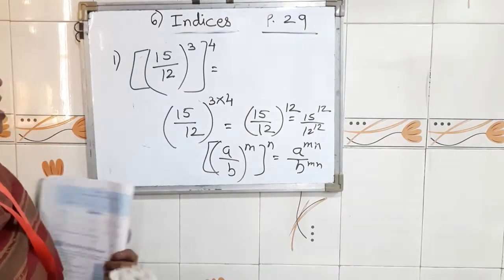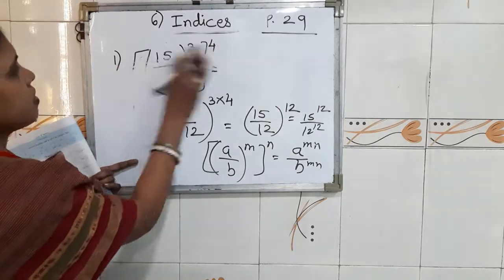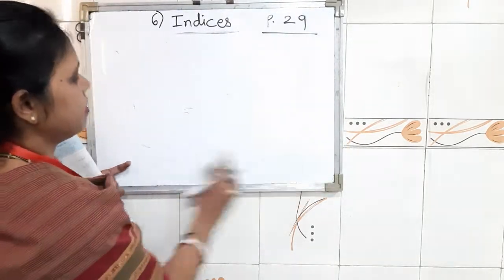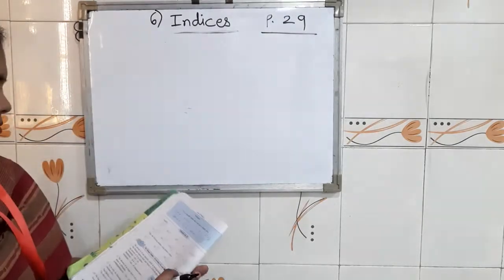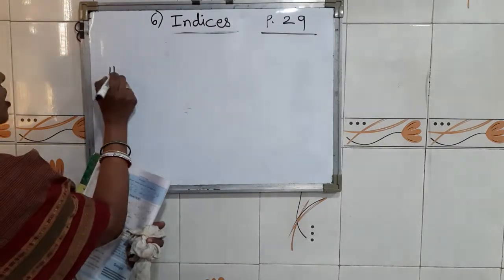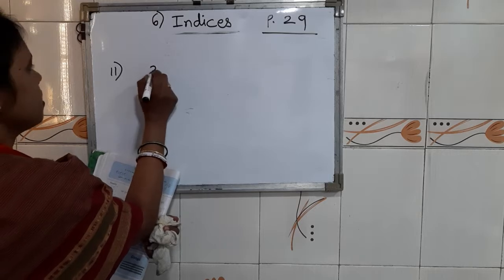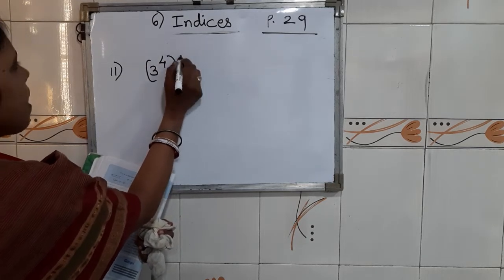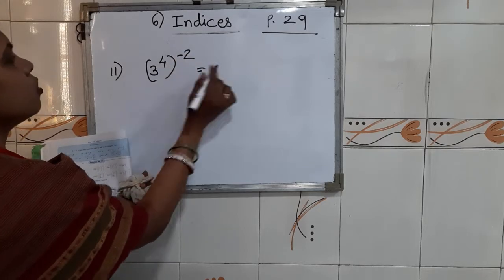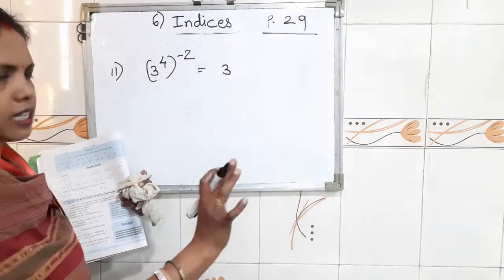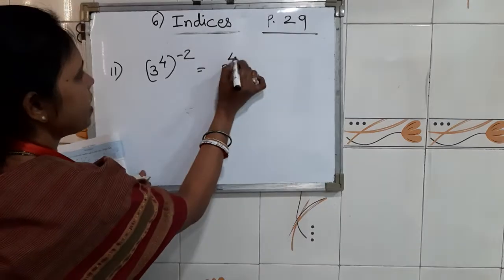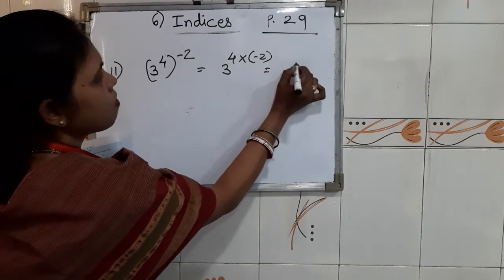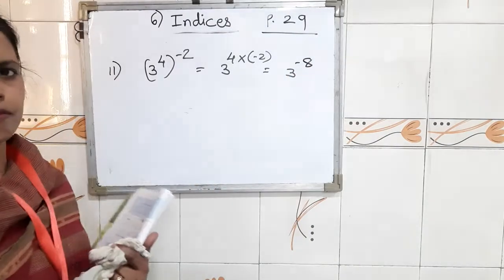So children, next is question number second. Second question, 3 raised to 4, and minus 2. What will we do? The base stays as it is, we multiply the index. That is 3 raised to minus 8.